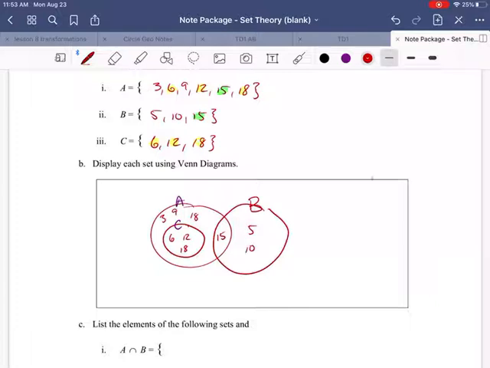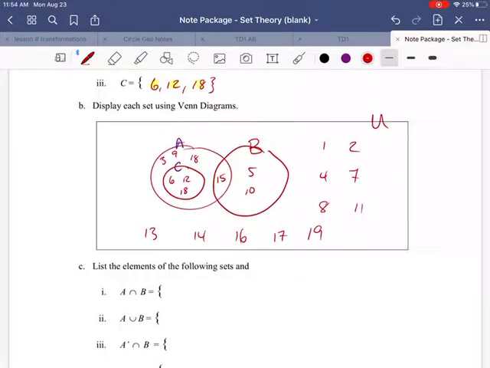Now we do have to include the universal set, so we still have 1, 2, 4, 7, 8, 11, 13, 14, 16, 17, and 19. Again, we don't include 20 because it's not equal to 20, it's just less than 20. All right, so let's list the elements of the following sets.